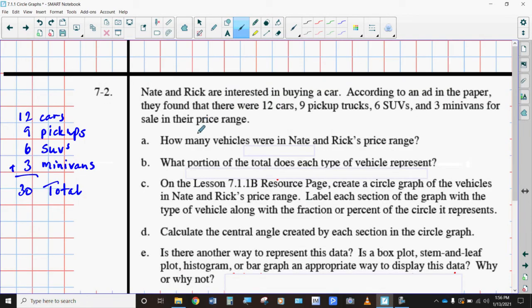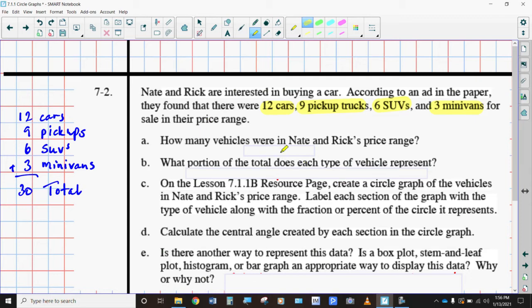All right, so here's a situation. Nate and Rick are interested in buying a car. According to an ad in the paper, they found that there were 12 cars, 9 pickups, 6 SUVs, and 3 minivans for sale in their price range.